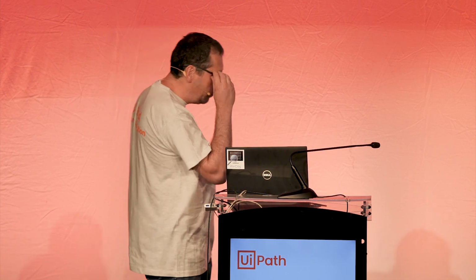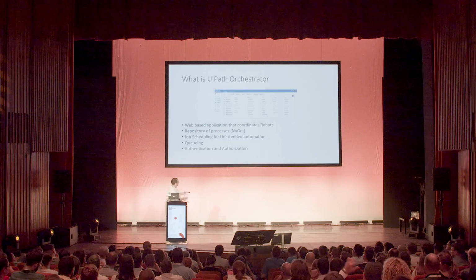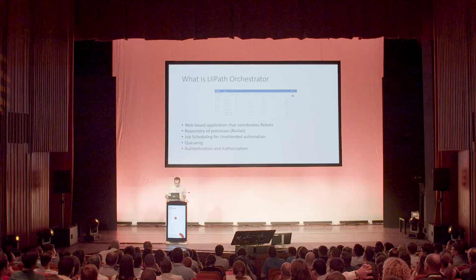So this is the Orchestrator, which is a website. You can call it a website. It's a web app. And this is the administrative application for managing a large park of robots. We also have a community edition. You can go online to UiPath, cloud.uipath.com, and you can have your own little piece of Orchestrator.